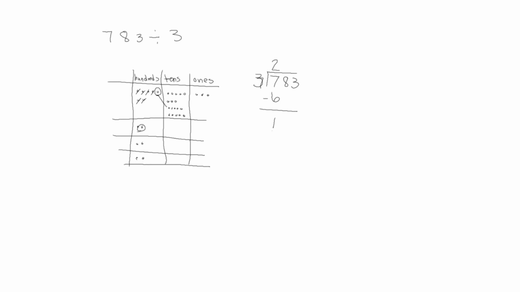And I regrouped that into 10 tens, and I'm going to add it to the 8 tens that were already there. So now I have 18 tens, exactly as I do here, 10 plus 8, 18 tens. So I'm going to divide the 18 tens into groups of 3, and I know that 6 times 3 is 18, so I can put 6 in this group and take them out of my place value chart. 6 in this group, and 6 in the final group.